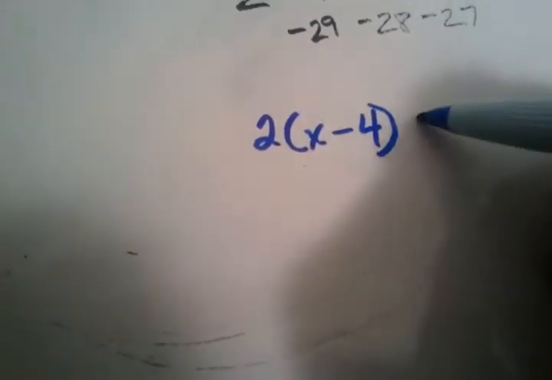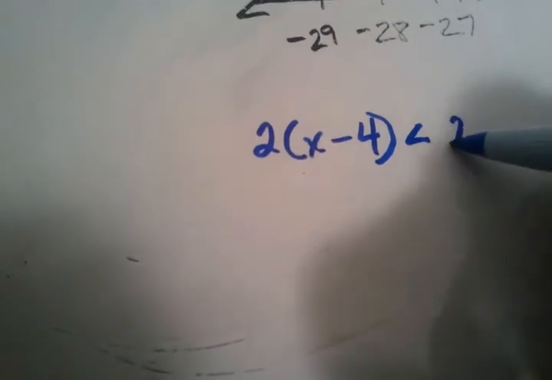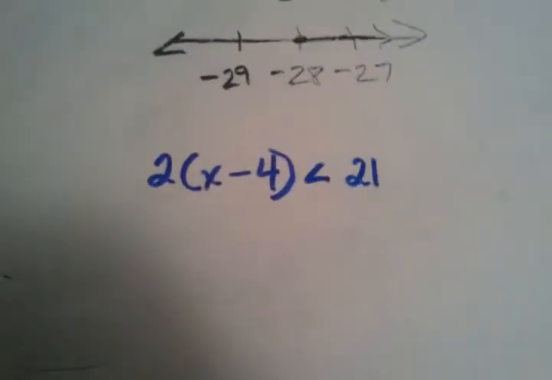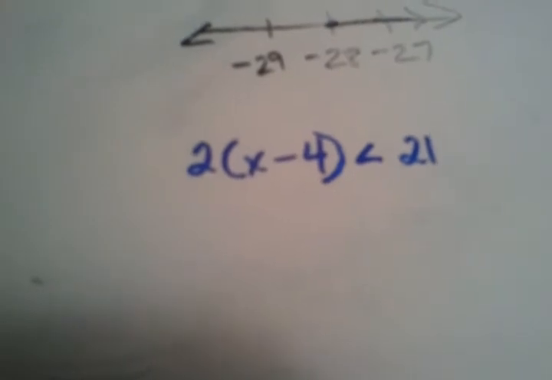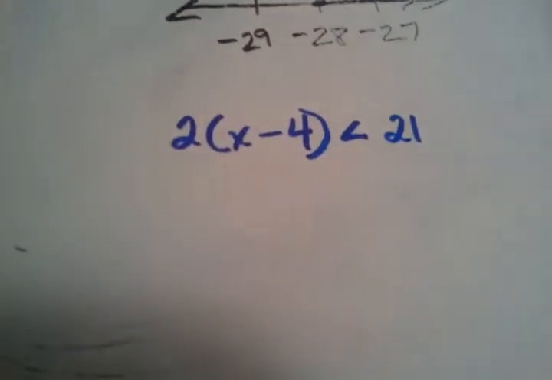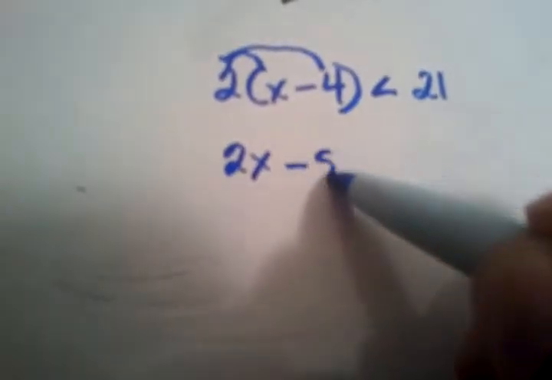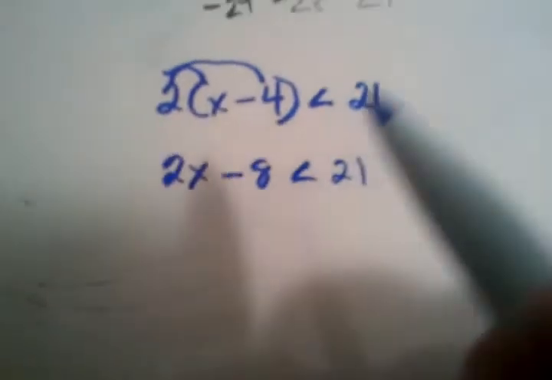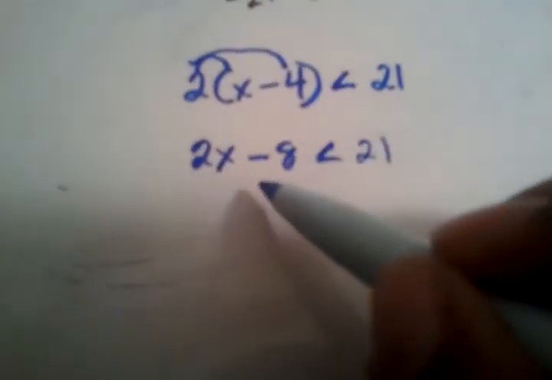We have 2 times the quantity x minus 4 is less than 21. So I don't know if you remember, in order to solve this, you would need to distribute. So we're going to distribute to here and to here. So 2 times x will give us 2x. 2 times -4 will give us -8. It's less than 21. So we're going to add 8 to both sides because this is our variable term.